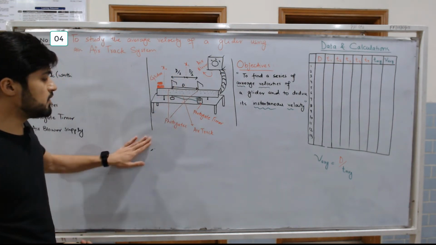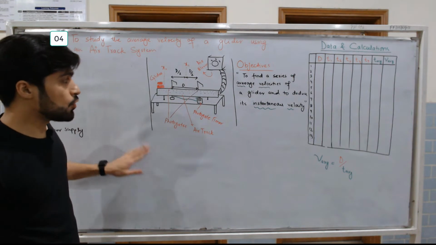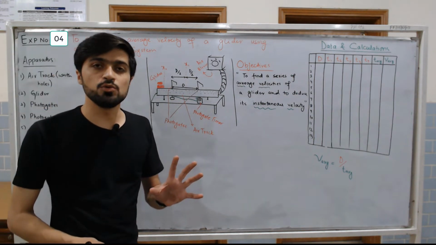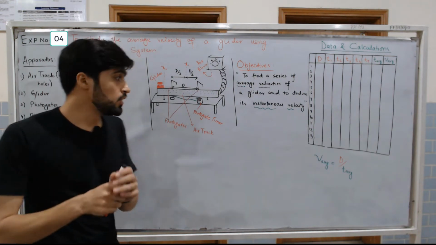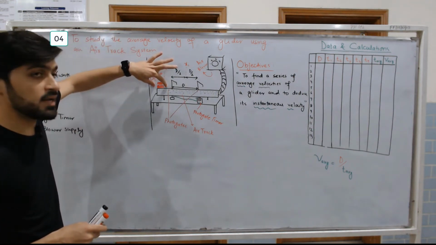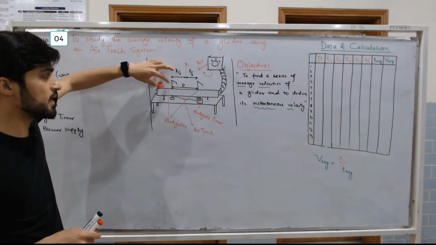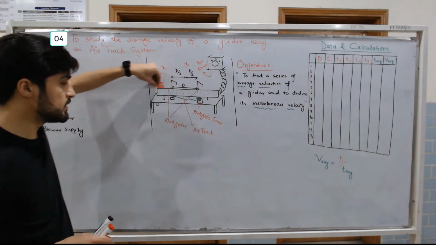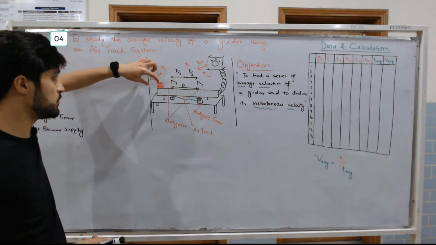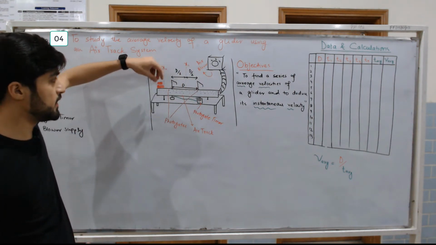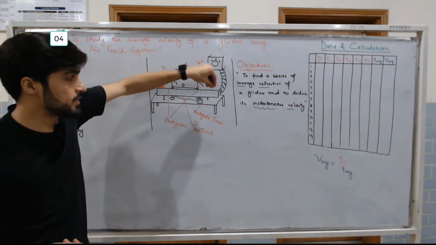Now there are many methods to reduce friction. One way is to reduce the contact between two objects by using air. How? Here we have a glider. The glider can slide over this air track, which we will shortly demonstrate in our second part. You will get a better idea. So the glider can slide over this surface.